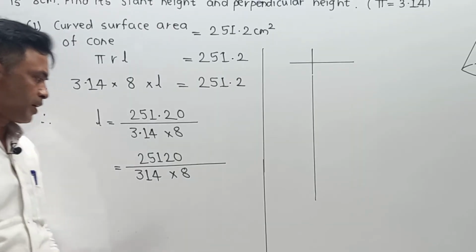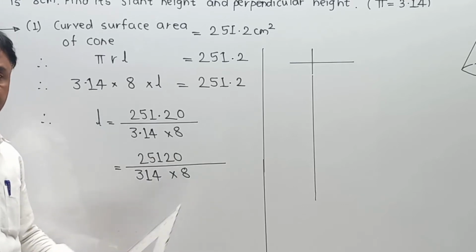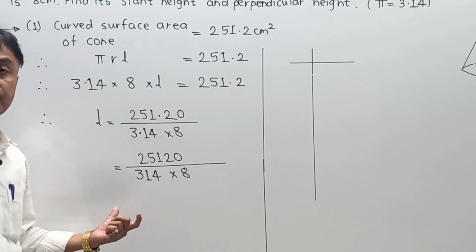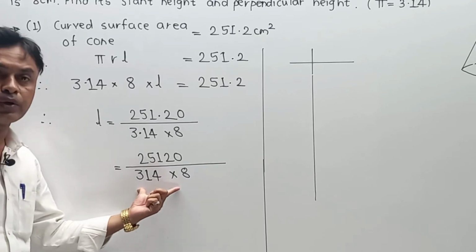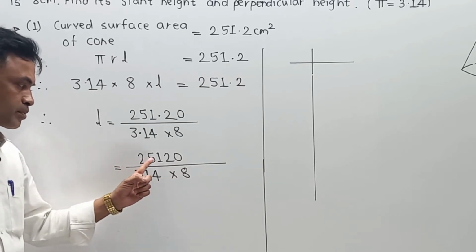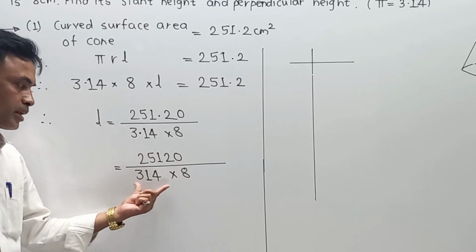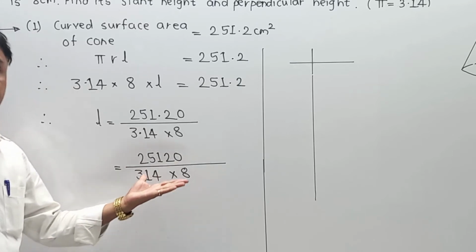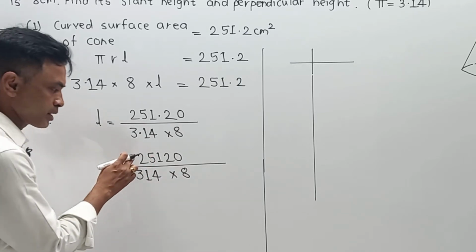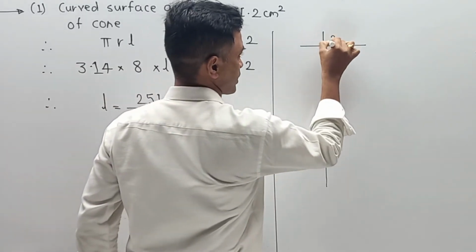Now student, we have a number 25,120 divided by 314 into 8. Now please observe this number very carefully, because in mathematical calculation we are using some trick, and from this value only I am going to give some tricky calculation. The biggest and the largest number is 25,120 and the subsequent numbers are 314 and 8. Let us cross check how we can use this in simplification of this term. So first, the greatest number is 25,120, so I am going to start its division.